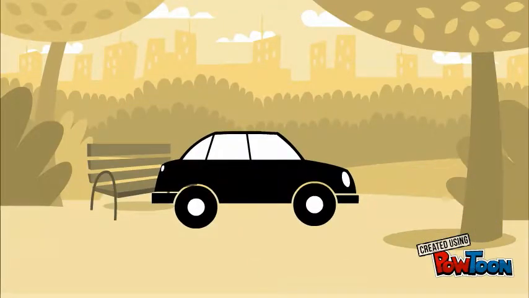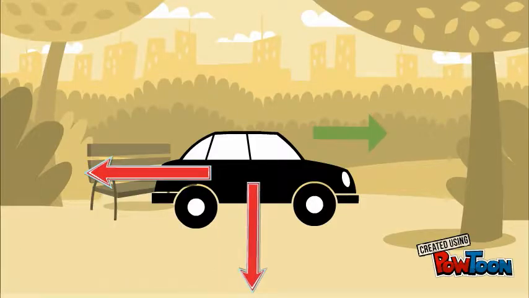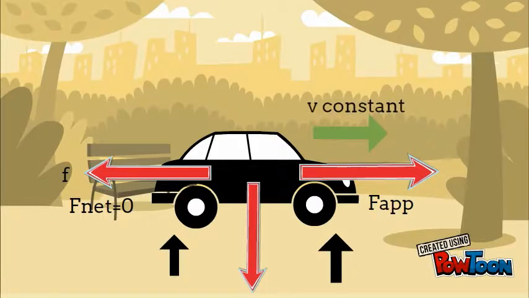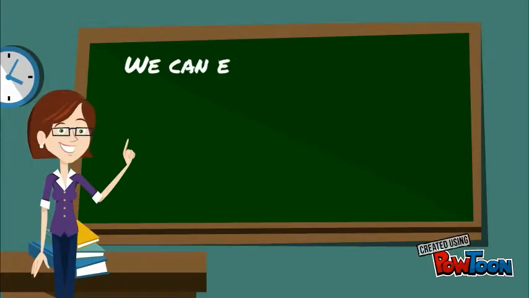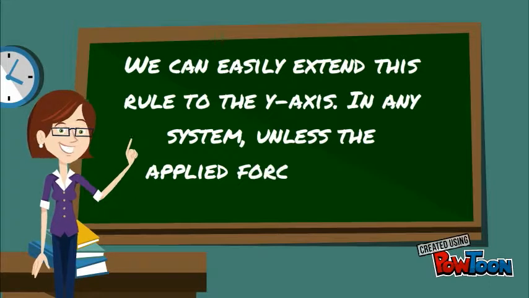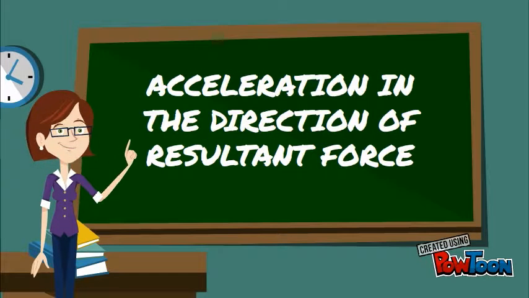This rule also applies to motion in a specific direction. Consider an object moving along the x-axis. If no net force is applied to the object along the x-axis, it will continue to move along the x-axis at a constant velocity with no acceleration. We can easily extend this rule to the y-axis. In any system, unless the applied forces cancel each other out, there will be acceleration in the direction of the resultant force.